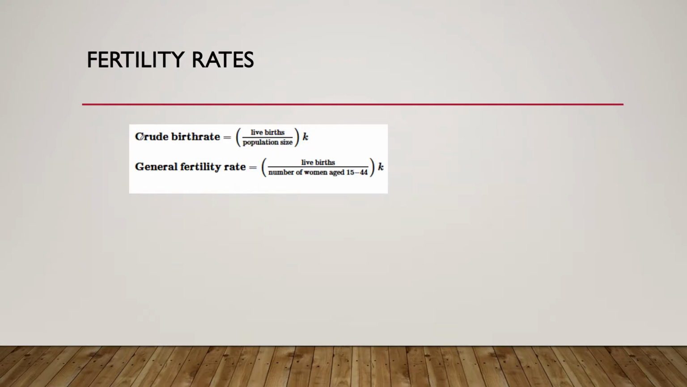For fertility rates, we have two types here. The crude birth rate is the number of live births divided by the population size times the constant K. And the general fertility rate is the number of live births divided by the number of women aged 15 through 44 times the constant K.